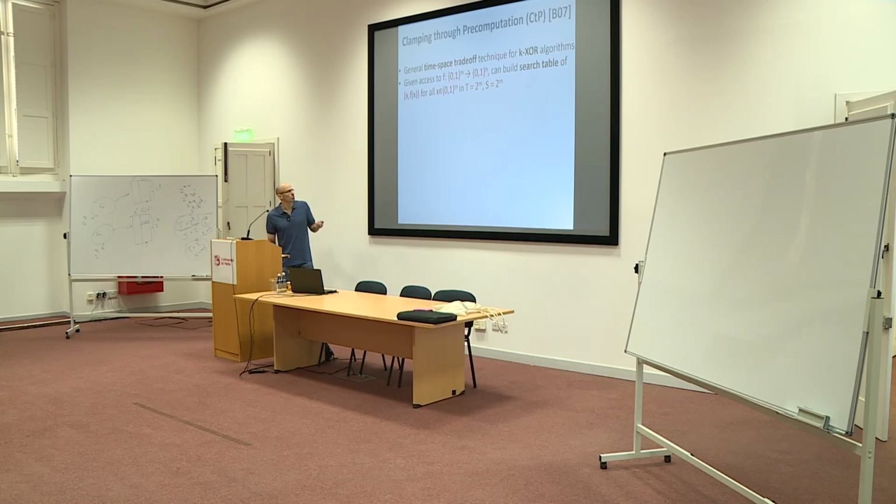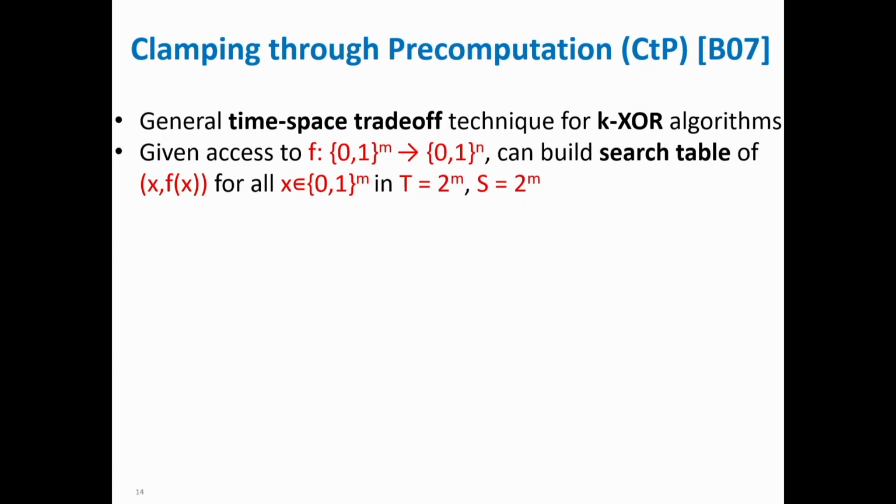One thing that we can do, and we've done this already, is just to build a search table for the function, for the entire domain. So we go through all x's in the domain, and we build the search table sorted by this f of x. The time complexity is 2 to the m, and the space complexity is 2 to the m.